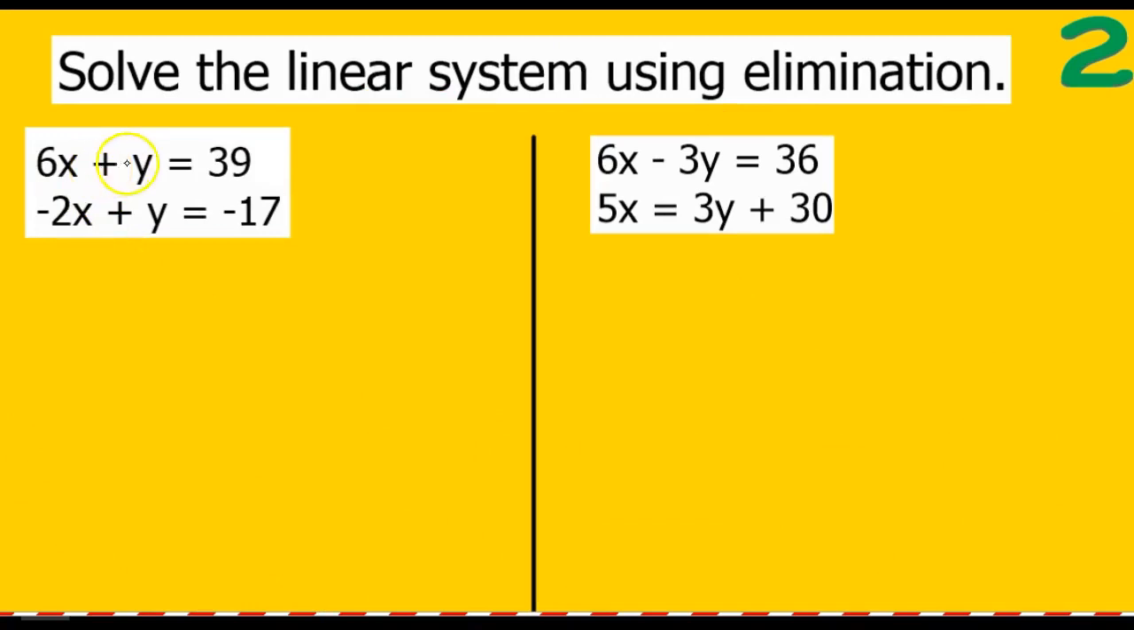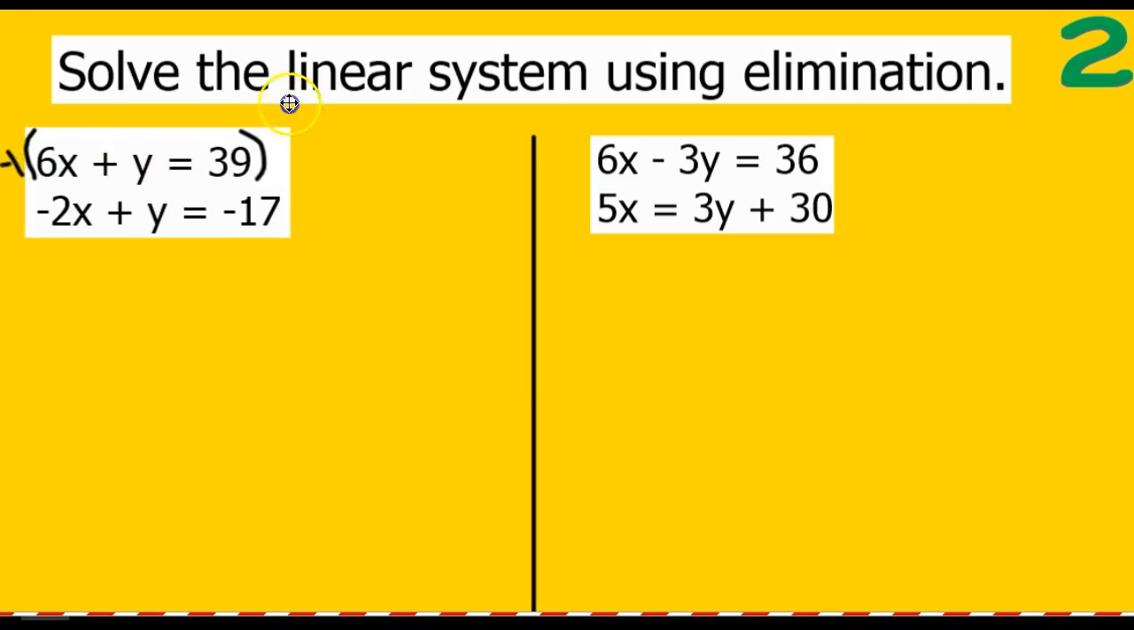Next problem, we have 6x plus y equals 39 and negative 2x plus y equals negative 17. Now, 6 and negative 2 are not the same. Y and y are the same. So I know that I can do something to get rid of our y's. Again, we're going to multiply by negative 1 because I need to turn one of these y's into a negative.